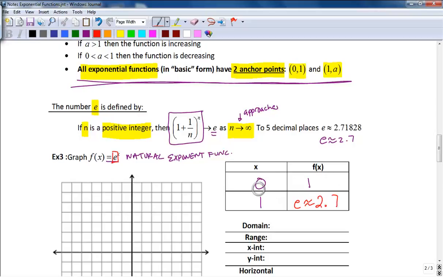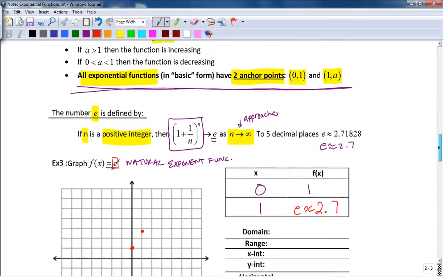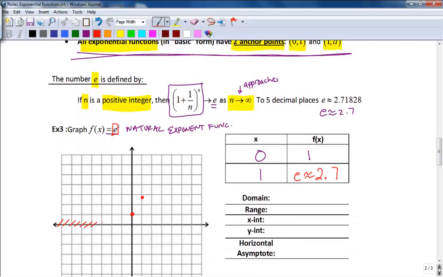So I have 2 points on my graph. One of them is (0, 1), and the other one is (1, 2.7). So let's put that on our graph here. (0, 1) is one of my points, and (1, 2.7). We also know that when these functions are not transformed, they have a horizontal asymptote at y equals 0. So this also has a horizontal asymptote at y equals 0. And the reason for that is the number 2.7, no matter what power I raise it to, I'm never going to get 0, and I'm never going to get a negative number. So that causes that horizontal asymptote. So let's connect those points. And this is the graph of e to the x.